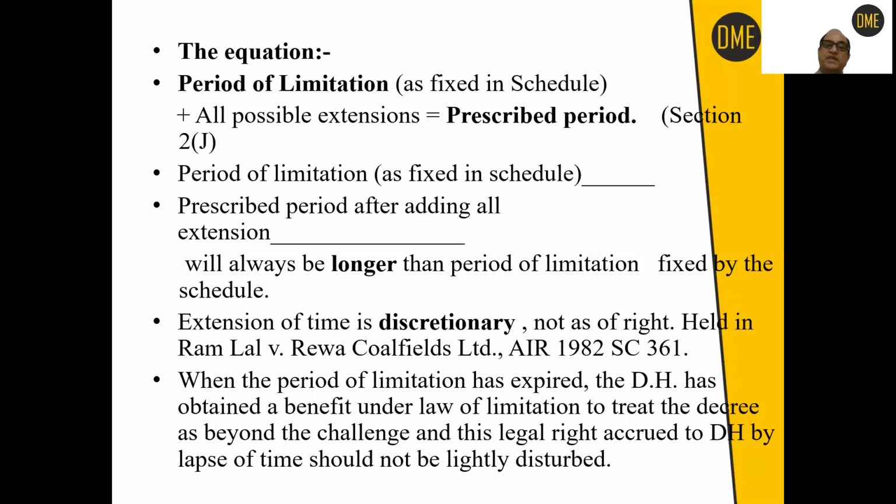So the prescribed period will always be longer than the period of limitation fixed by the schedule. And dear students, once again I will tell you, we are going to learn how to draft an application under section 5 of the Limitation Act. You have seen that if you have shown sufficient cause with evidence to the court, the time may be extended, or the delay in filing your appeal or application may be condoned.